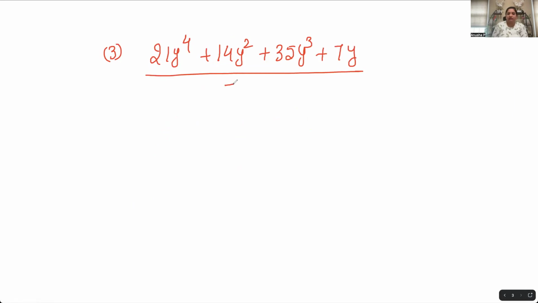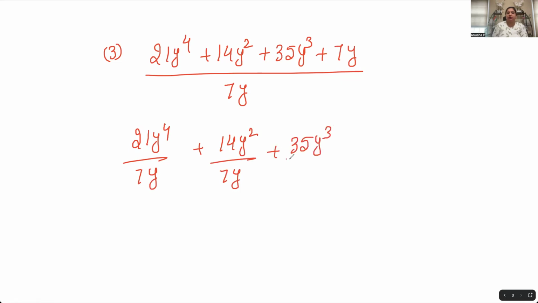Coming to the third example, 21y to the power of 4 plus 14y square plus 35y cube plus 7y, over 7y. What you'll do? 21y to the power of 4 over 7y, 14y square over 7y, 35y cube over 7y, plus 7y over 7y. Okay, 21 divided by 7 is 3. And you know, a to the power of m divided by a to the power of n is m minus n.